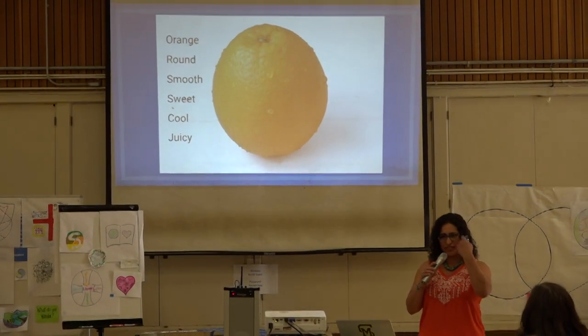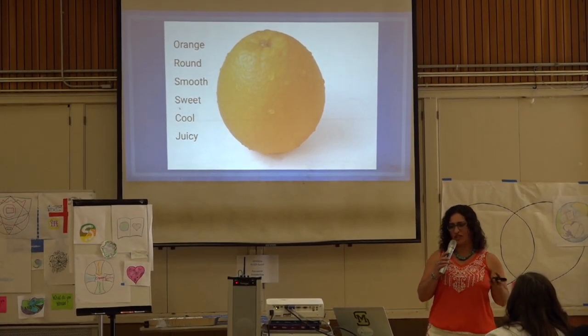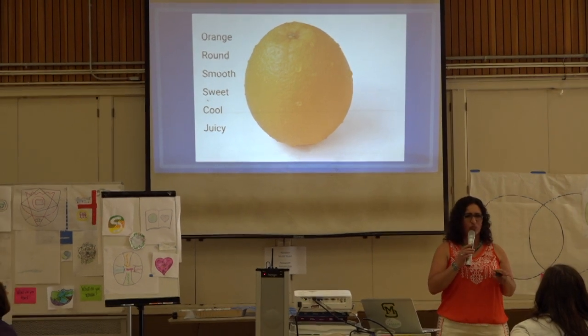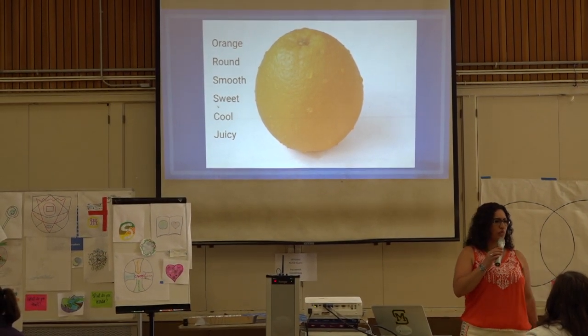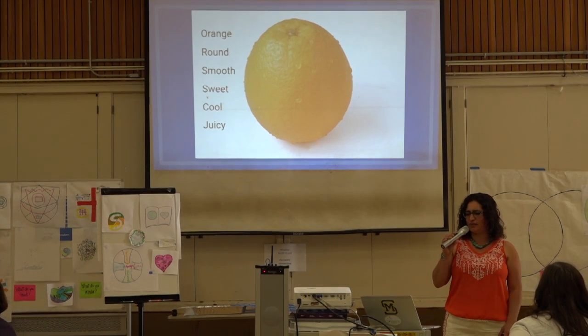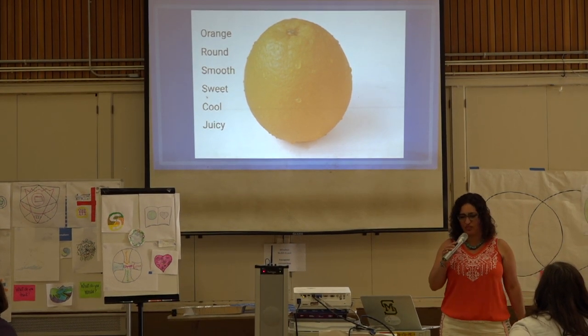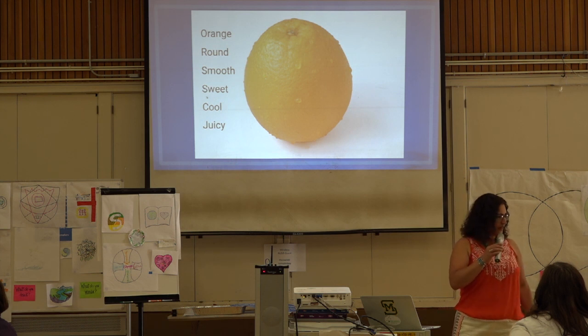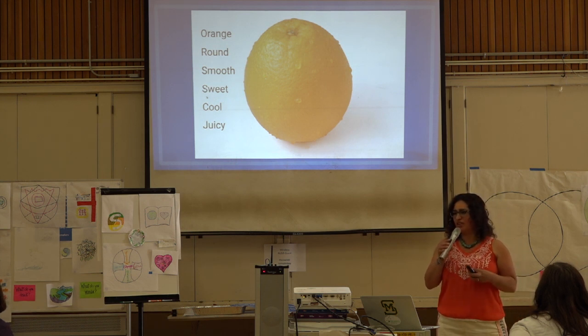So the one last activity that I'd love to talk about is a very simple one we've done with fruit. You get a fruit on the table, and I say, write me a paragraph about this fruit. And they say, wow, it's orange, and it's round. And I guess it's smooth and sweet and cool and juicy, blah, blah, blah. And then I say, okay, let's do a blind contour.